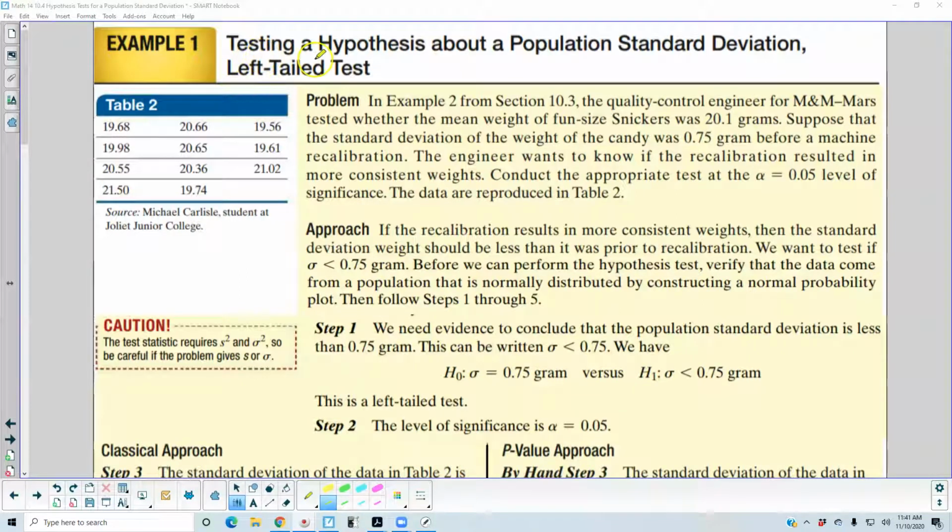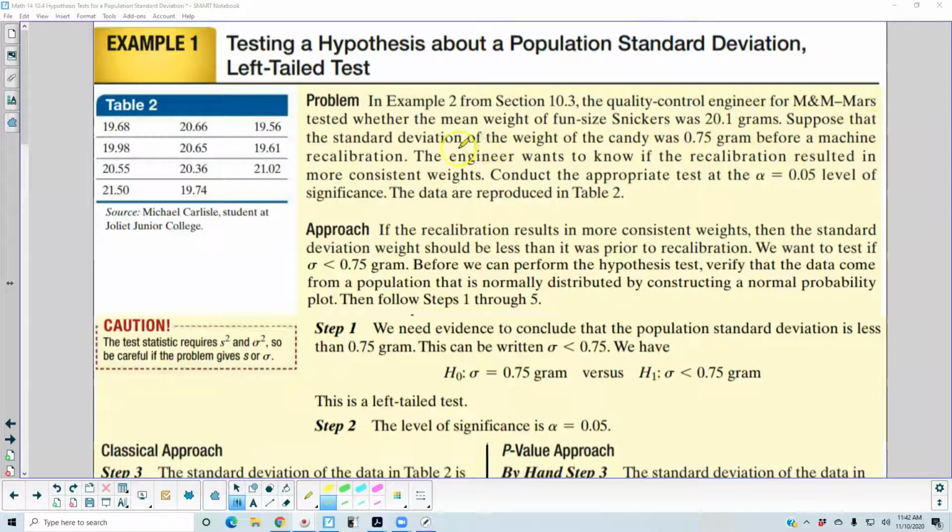Example 1, testing a hypothesis about a population standard deviation with a left tail test. Now we're going to use the p-value approach in this example. So in example 2 from section 10.3, the quality control engineer for M&M Mars tested whether the mean weight of fun-sized Snickers was 20.1 grams.